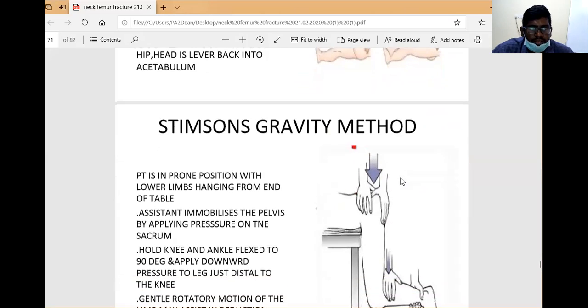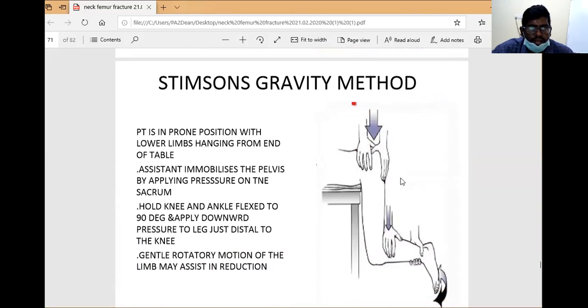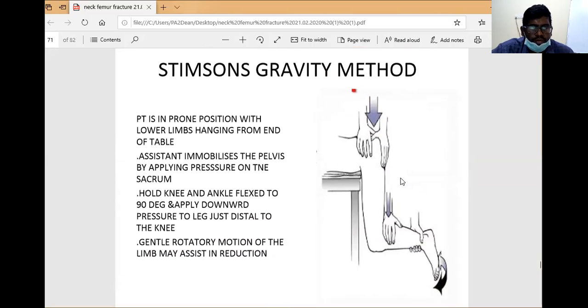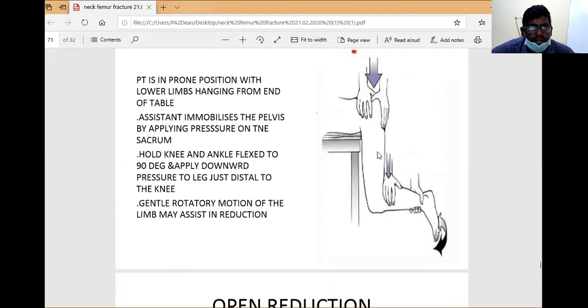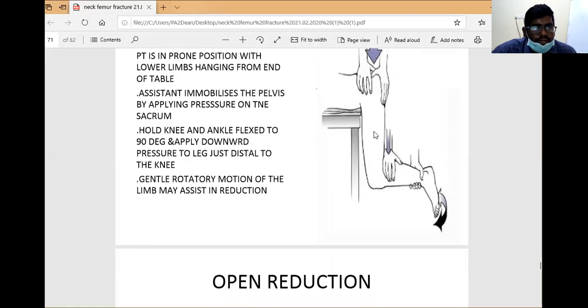Stimson's gravity method is here. This reduction is done in the prone position. At the edge of the table, both hips are hanging, and counter pressure is applied over the sacrum to stabilize the pelvis. The hip is 90 degrees flexed, the knee is 90 degrees flexed, and pressure is applied on the knee along the femur. With gravity, the hip will reduce. With gentle rotatory movements, the hip will reduce.